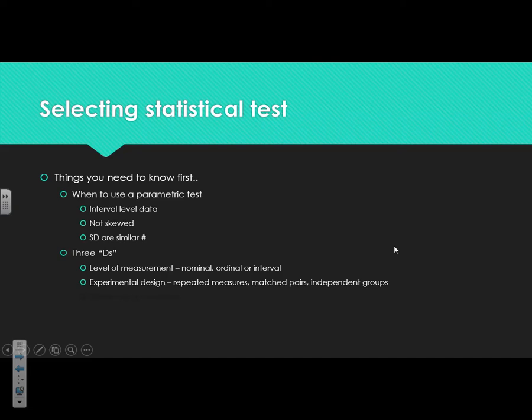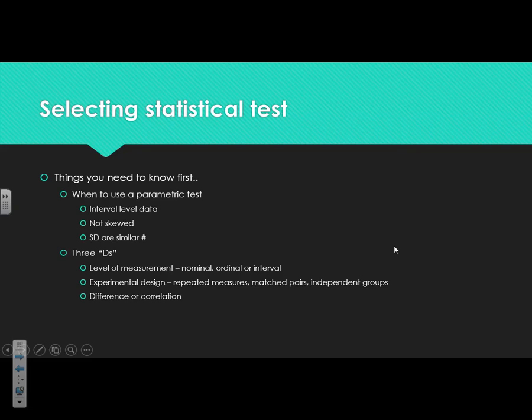And independent groups, all participants do one condition. Remember, repeated measures and matched pairs can also be called related measures, and then independent groups is unrelated. Related because people in both conditions are related. Repeated measures is the same people, or matched pairs, they're very, very similar. Independent groups, they are very different, so they are unrelated.